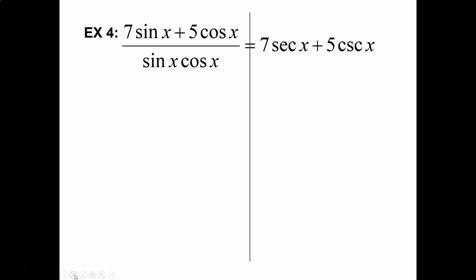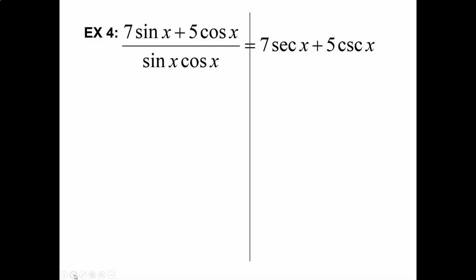All right, let's try another one. This one looks terrible and super complicated. So there are also two, in my opinion, equally easy ways to do this. This one's not nearly as bad as it looks. A lot of times I say to start with the side that looks more complicated, which would probably be the left side here because you got that fraction. But on the right side, you've got secant and cosecant, whereas on the left, you've got sine and cosine, which are sort of more simple functions.